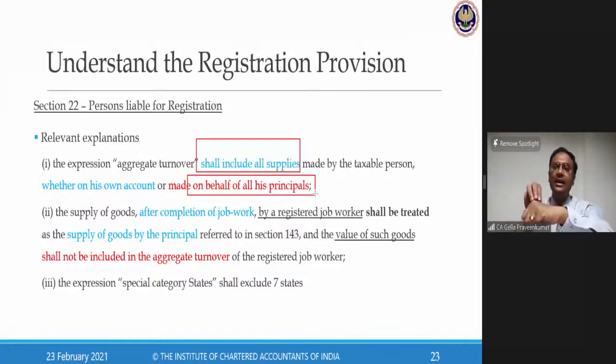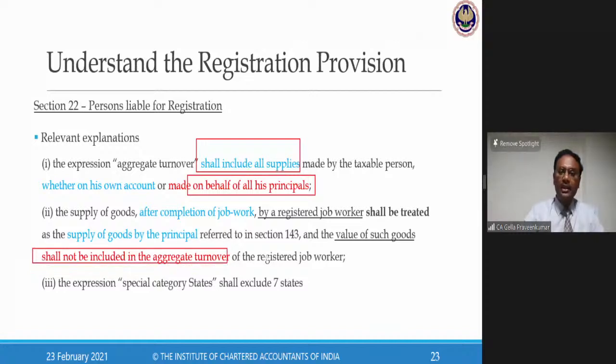Ashok Leyland says, Praveen, deliver this truck from your job work premises to Mr. X, to Mr. Y, to Mr. Z. The supply is happening from my premises. What they say is, the supply of goods after the job work by a registered job worker shall be treated as a supply of goods by the principal, and the value of such goods shall not be included in the aggregate turnover of the registered job worker.